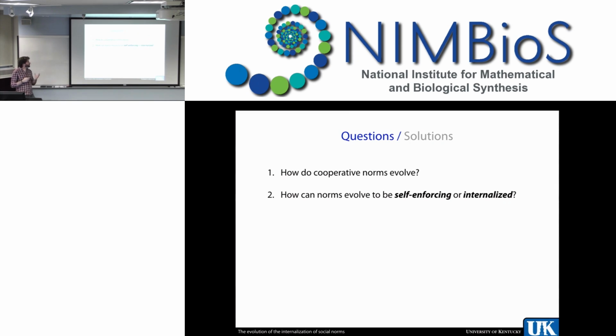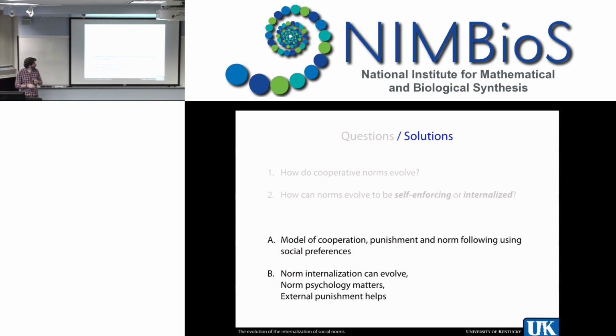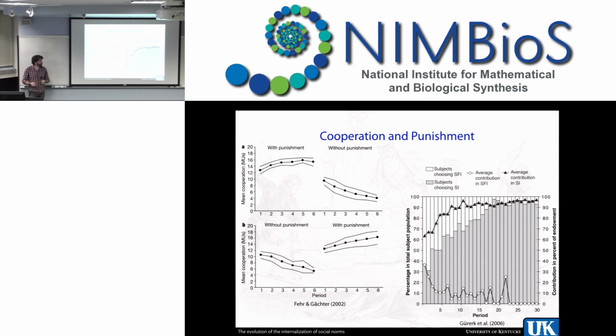Okay. So the broader question we're trying to ask with this, so that's a bit of background. I mean, there's a little more coming. But is how do these cooperative norms evolve, and in particular, how do they evolve to be self-enforced? So we'll build a model of cooperation and punishment where there's a potential for a norm, and we'll use something called a social preference, which I'll describe in a second. What I'll show is that this internalization can evolve, that norm psychology matters, so the mechanism of that preference matters, and that external punishment does actually help. It can help get the whole process going.